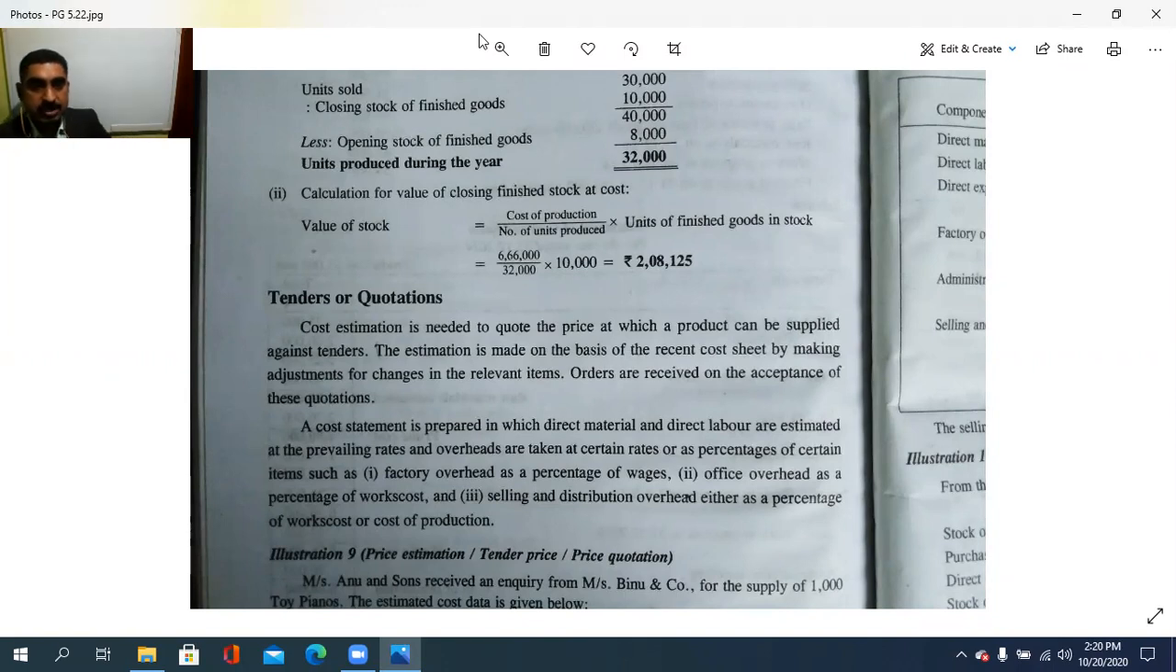A cost statement is prepared in which direct material and direct labor are estimated at the prevailing rates, and the overheads are taken at a certain percentage or rates: factory overhead as a percentage of wages, office overhead as a percentage of work cost, and selling and distribution either as a percentage of work cost or the cost of production.